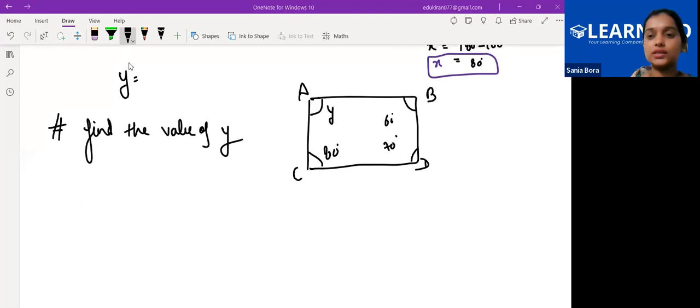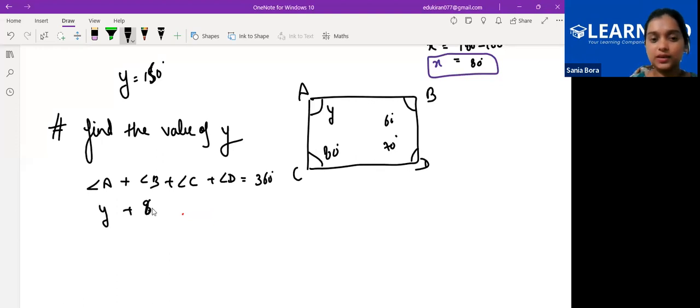So what is the answer? 150. Everybody got 150? Yes, ma'am. Okay, let's do it. Angle A plus angle B plus angle C plus angle D would give you 360. Then angle A was y, B was 60, C was 80, and this was 70, equals 360. So after adding all these, what did you get? 210.